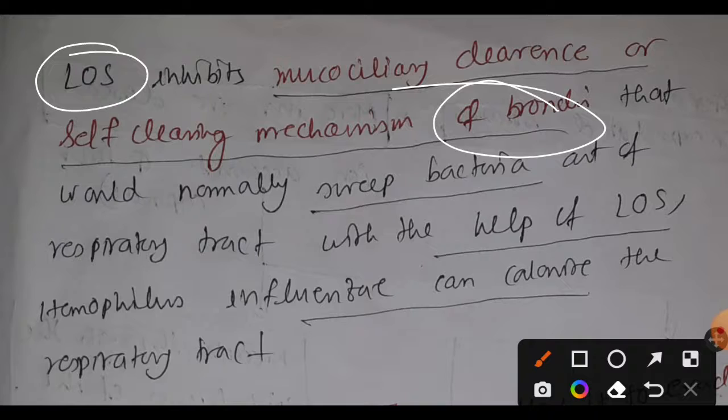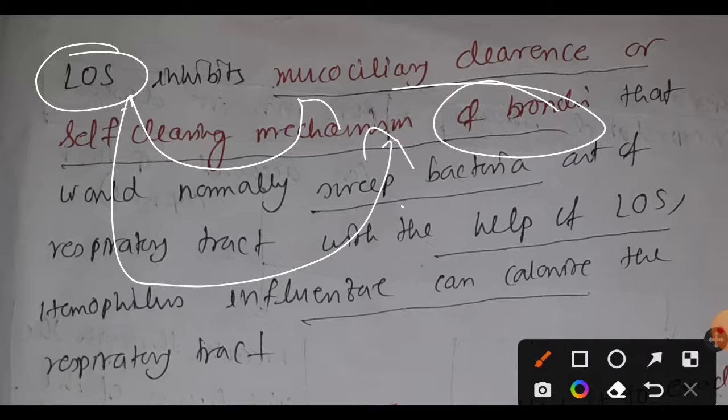Okay, so under such circumstances, LOS inhibits this. That means mucociliary clearance, or the self-clearing mechanism of the bronchi, and as a result, our Haemophilus influenzae can happily colonize in the respiratory tract, right? So that is the idea.